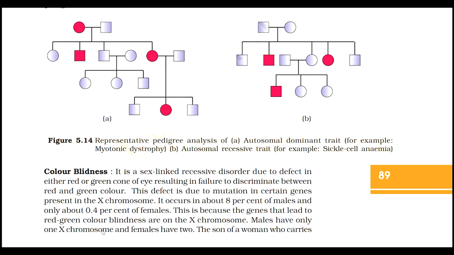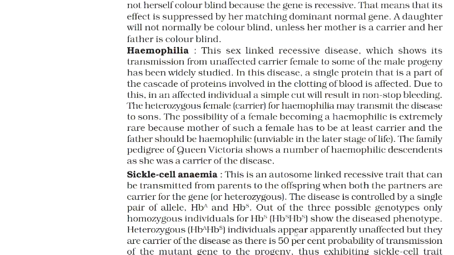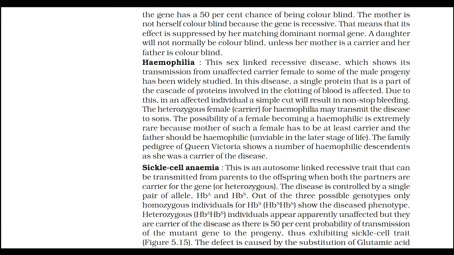Males have only one X chromosome and females have two. The son of a woman who carries the gene has a 50% chance of being colorblind. The mother is not herself colorblind because the gene is recessive, which means that its effect is suppressed by her matching dominant normal gene. A daughter will not normally be colorblind unless her mother is a carrier and her father is colorblind.